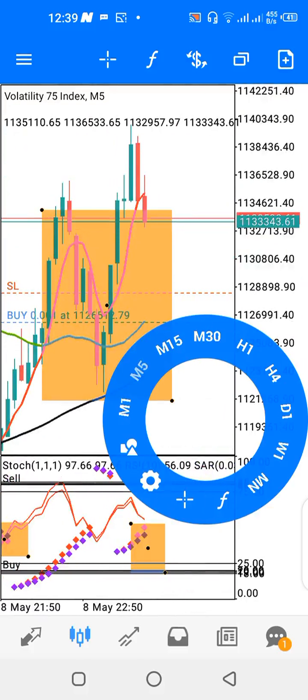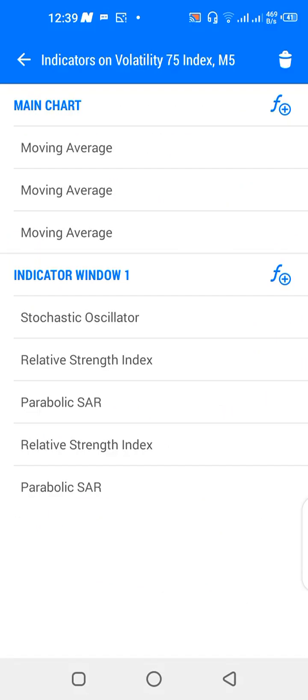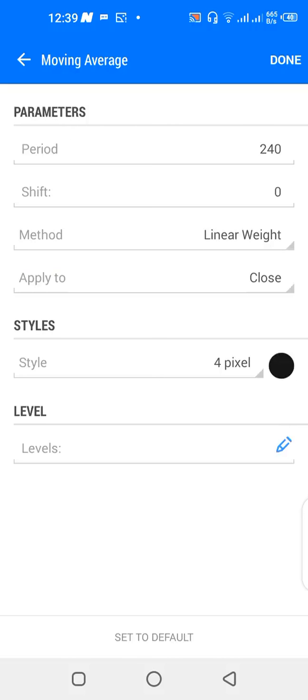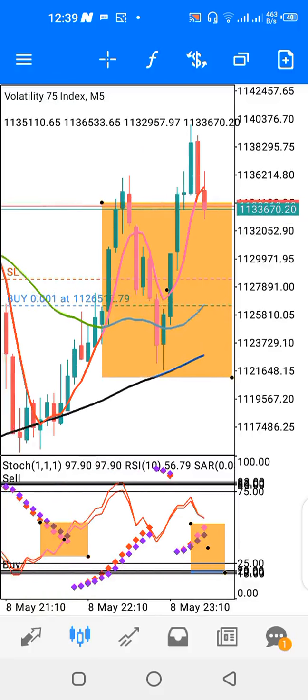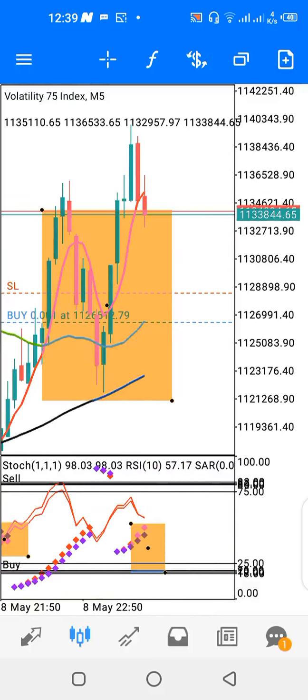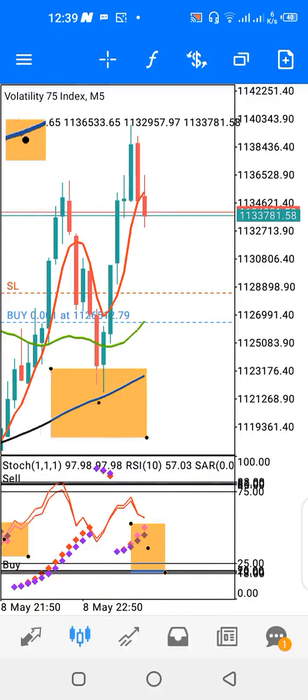Now to look at the settings, we'll look at the first on the main chart, our moving average, 240 period. Shift is 0, method is linear weight, apply to close, color is black. That's for the black trend change line, which is this black line.